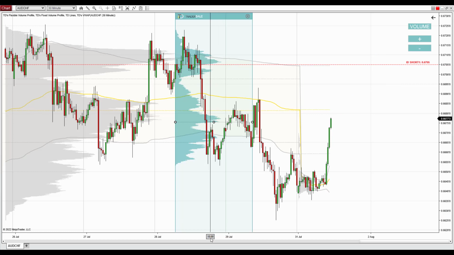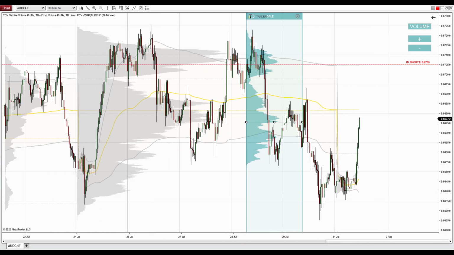And as I was saying, there's also the point of control from the previous week, which adds strength to our resistance, right? Because it nicely aligns with this heavy volume area and with that level we have there. So that's for the Australian dollar Swiss franc. This is the resistance. Let's now move on.